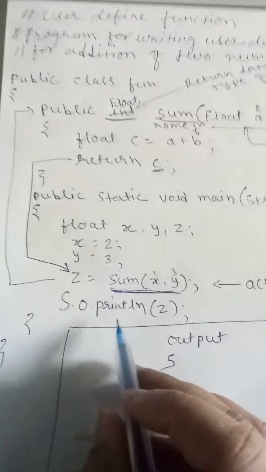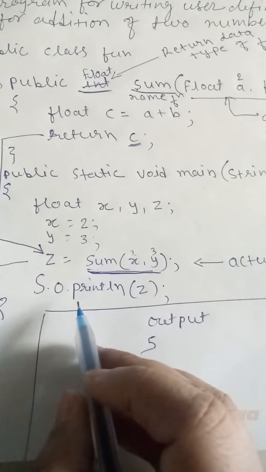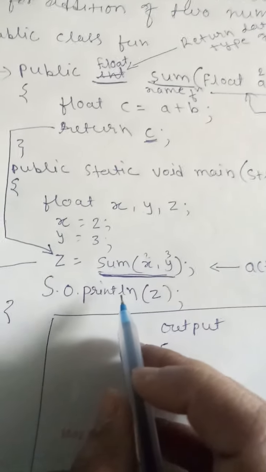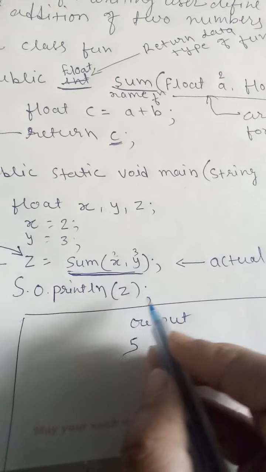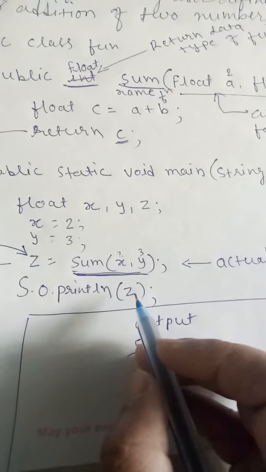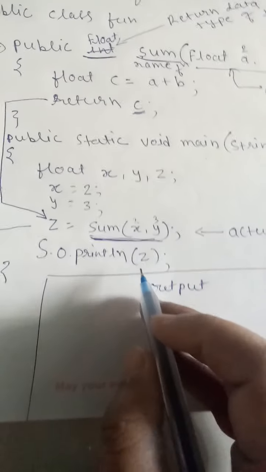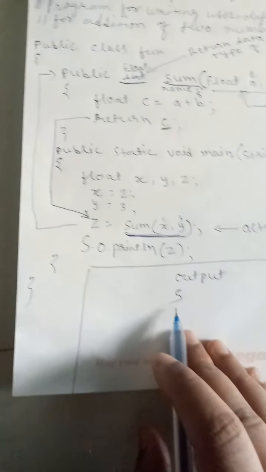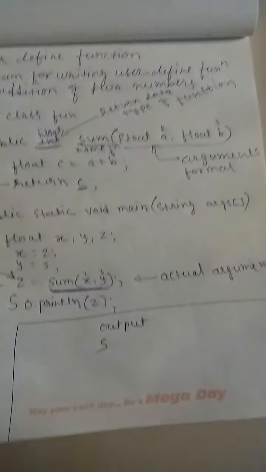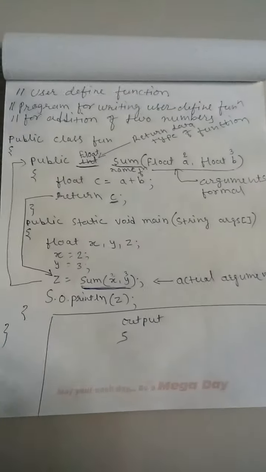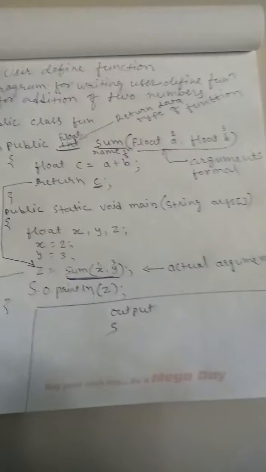and then after we will use SOP. Here you can take print or println, anything as you want, and z. So the value of z will be displayed. So we all are knowing the value of z is 5 in this program, and you will get the output 5. Okay, this is the program for addition of two numbers using user defined function.